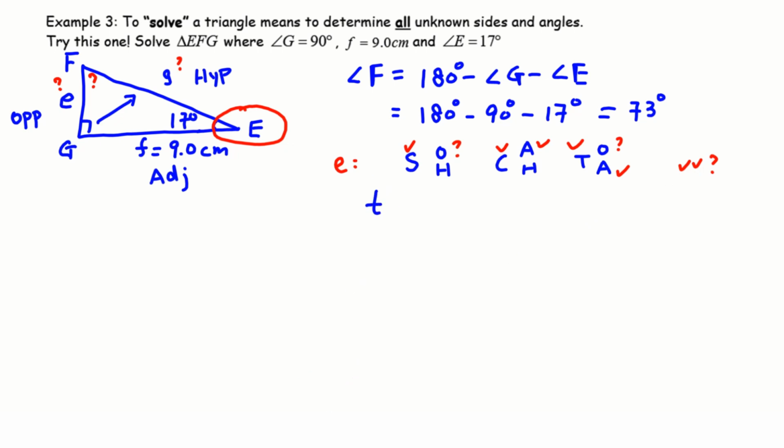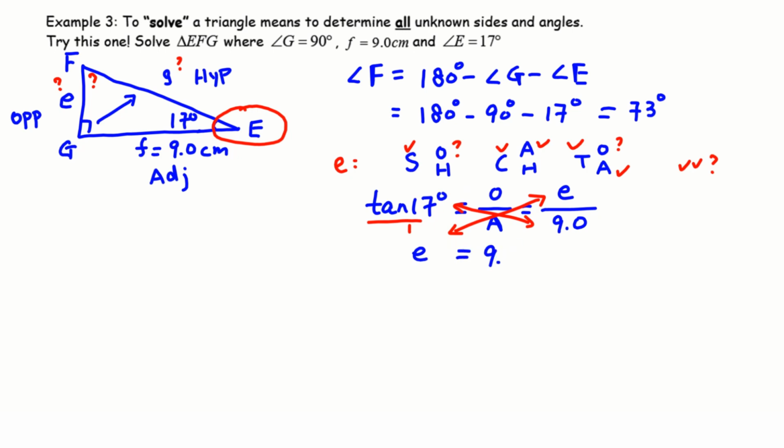So tan 17 degrees, TOH represents tan equals opposite over adjacent. Then opposite divided by adjacent, and we sub in, that is E divided by 9.0. Then we are going to do the cross multiply. So E times 1 equals 9 times tan 17, so E equals 9.0 times tan 17.